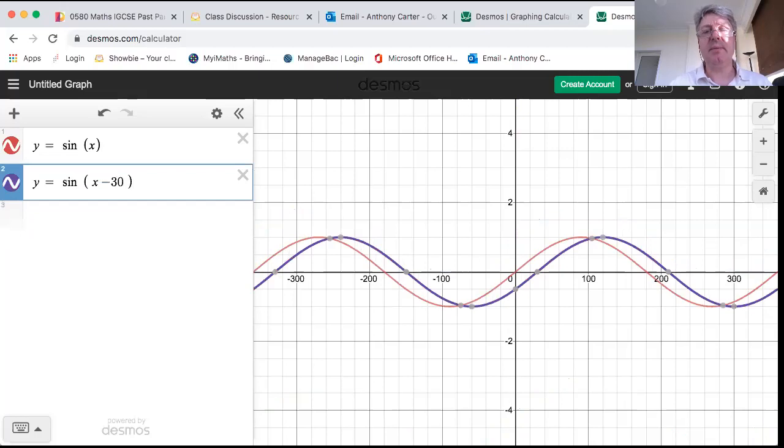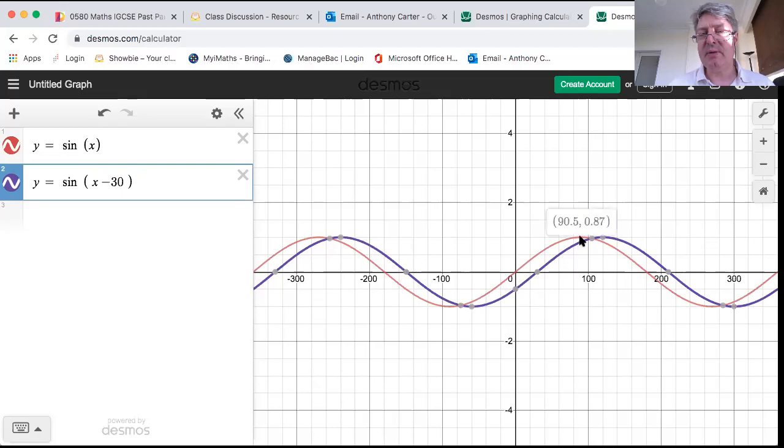Now you can see that purple curve has already moved. It doesn't do what you expect it to do in the x direction. The y direction, the one we've just done, does exactly what you expect. If you add 3, it goes up 3. If you take 4, it goes down 4. But when you replace x with x minus 30, the unusual thing that happens is the red curve moves 30 degrees to the right. So this point here has moved 30 degrees, and you'll find that that's the case with every point.